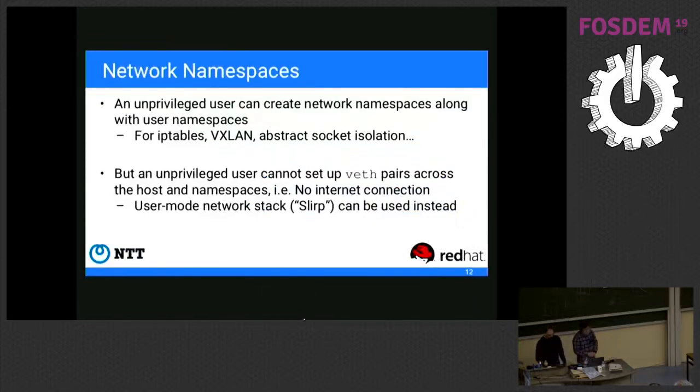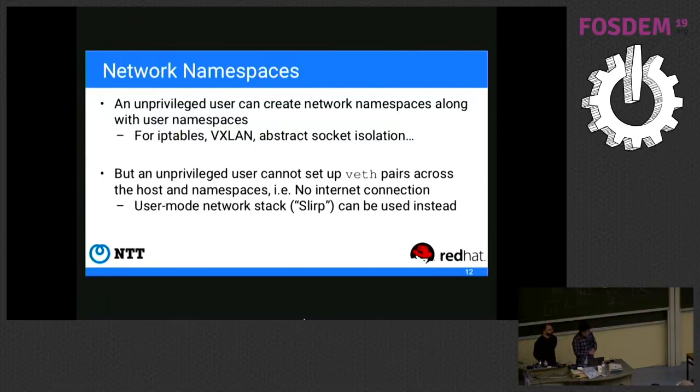With recent kernels, an unprivileged user can also create network namespaces along with user namespaces. So an unprivileged user can create iptables rules, configure VXLAN, and also isolate abstract Unix sockets. But this wasn't very useful because an unprivileged user still cannot set up virtual Ethernet pairs across the host and namespaces. That means rootless containers couldn't connect to the internet.